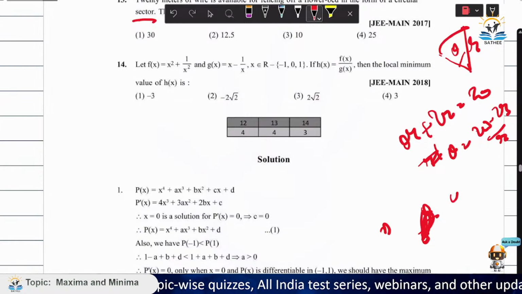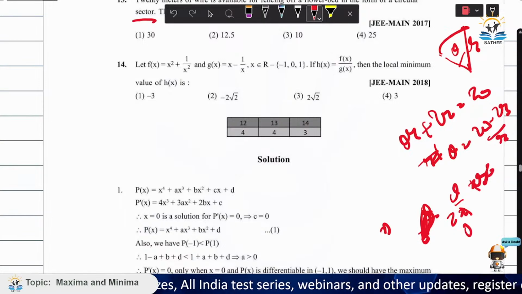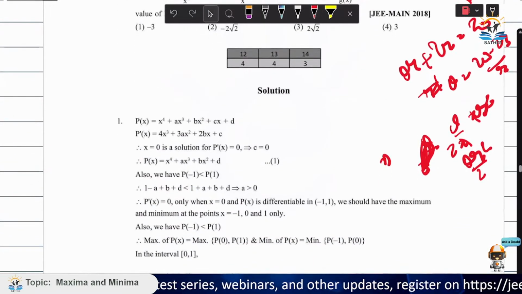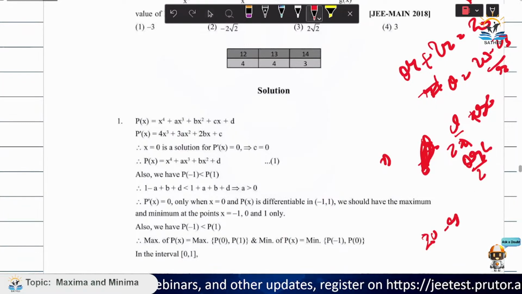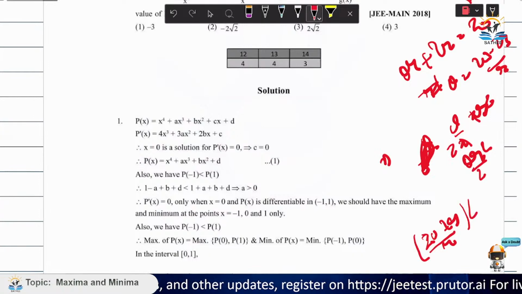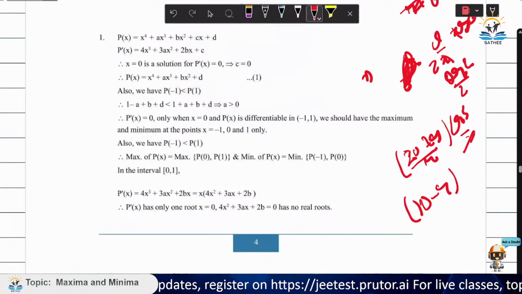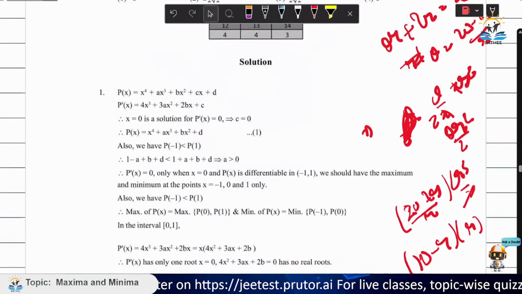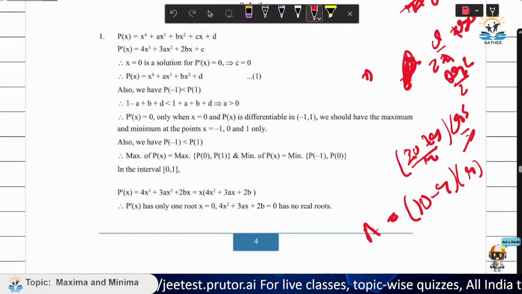theta by 2 pi into pi r square. So pi and pi cancel. So theta r square by 2. And we know the value of theta is (20 minus 2r) by r, into r square by 2. So we cancel the 2's here. So (10 minus r) into r. Right? This is our area and it has to be maximized.